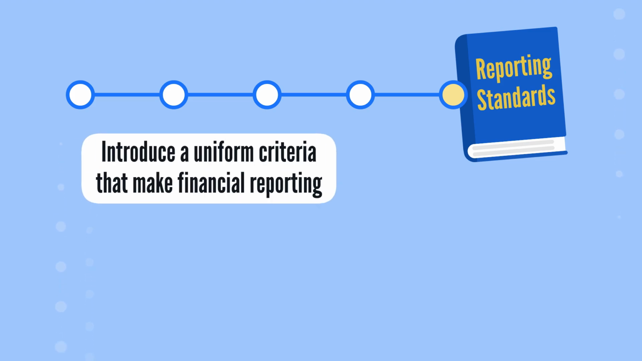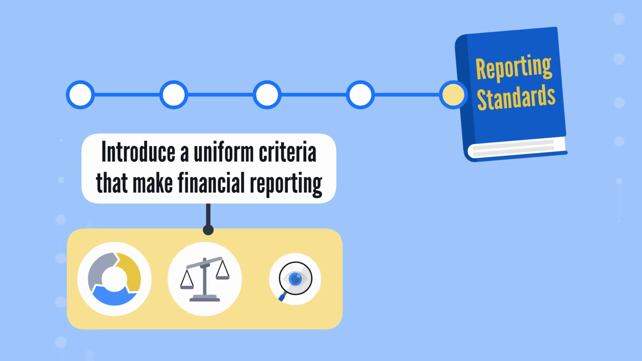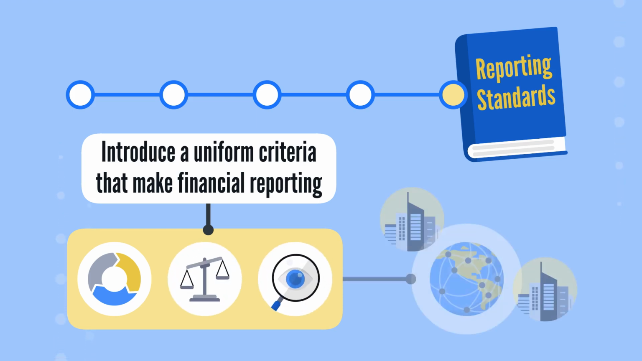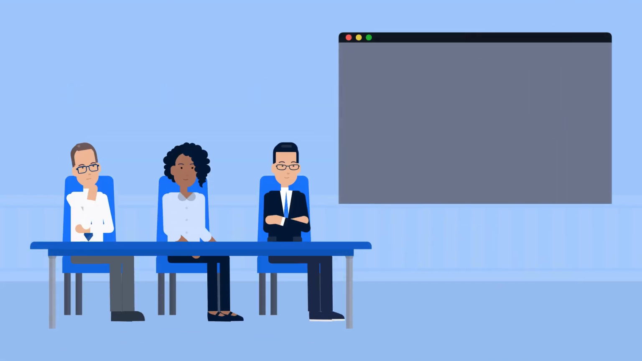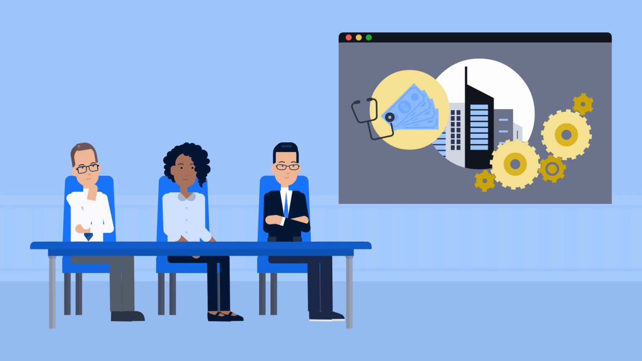They aim to introduce uniform criteria that make financial reporting consistent, comparable, and transparent across different companies and jurisdictions. This uniformity allows investors, regulators, and other stakeholders to better understand and analyze the financial health and performance of organizations regardless of where they operate.